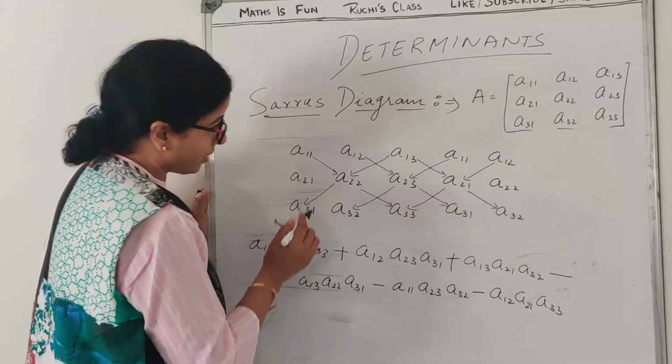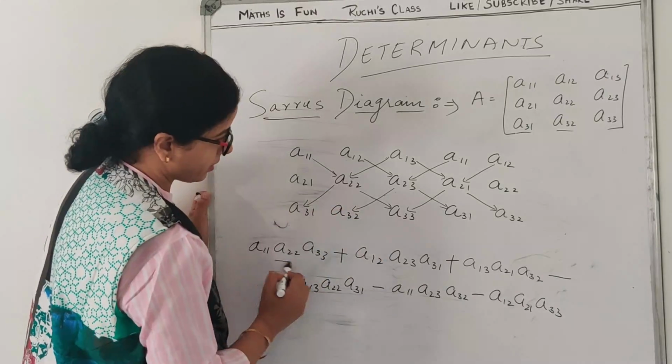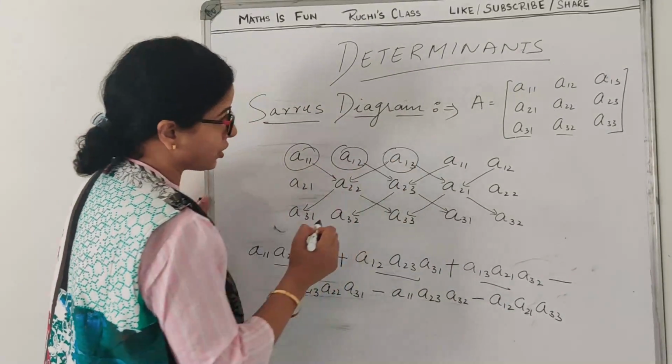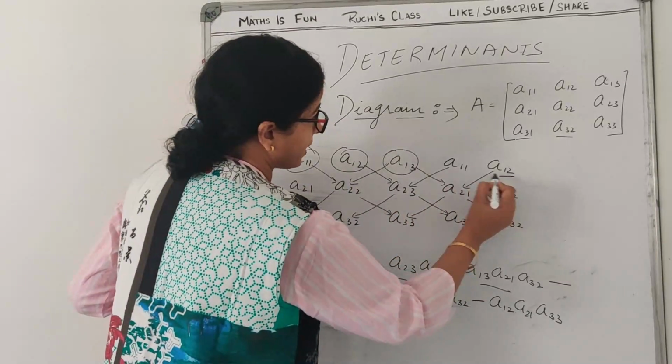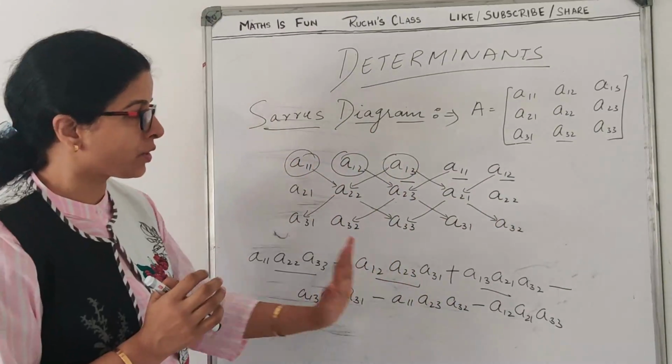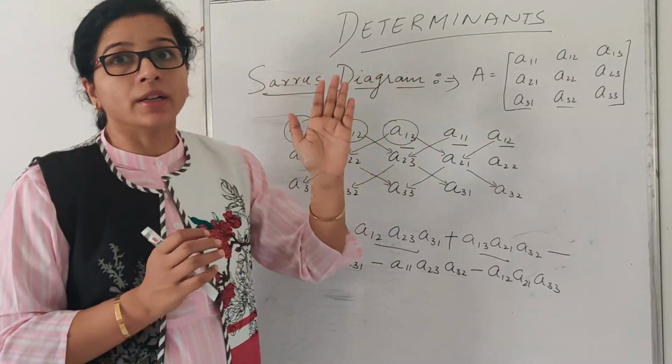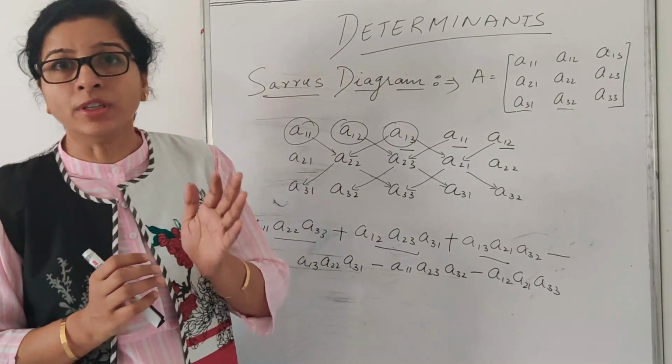And then with the front arrows, this and this. So from here, here, here, addition, subtraction, this and this. So this is the diagram, Sarrus diagram, to calculate the determinant of a matrix of order 3.